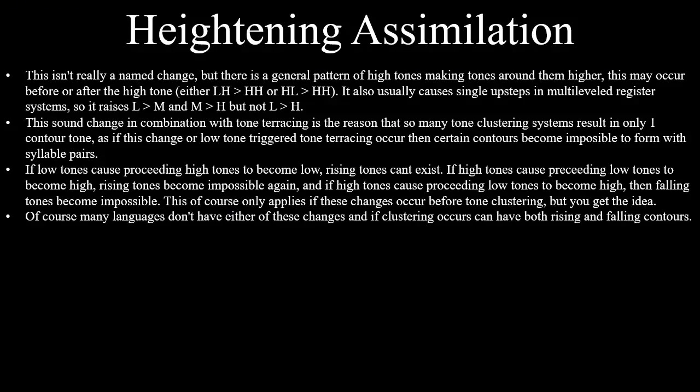Generally, the commonness of tone terracing and this sound change play a big part in why simple tone clustering often results in only one contour between rising and falling, as if low tone triggered tone terracing was active in a simple high-low system before the clustering, then no syllable pairs can form a rising tone. If high tones assimilated low tones before them, rising pairs are impossible yet again, and if they assimilated low tones after them, then falling tone pairs become impossible.